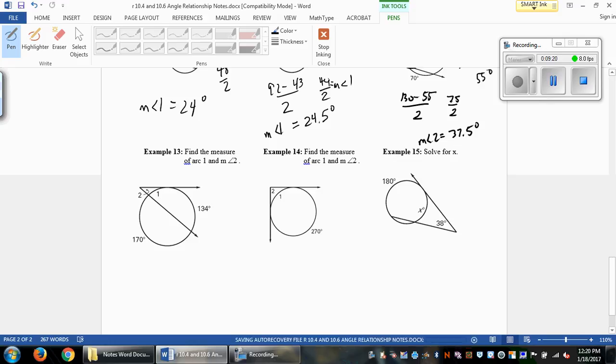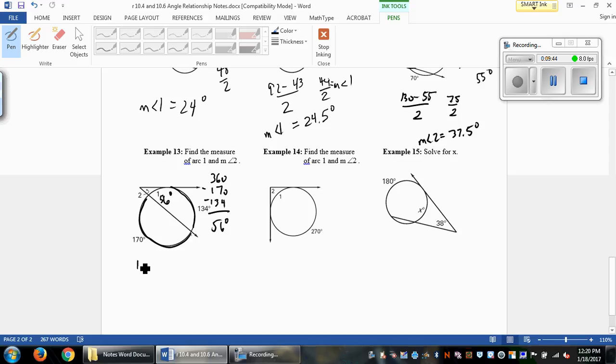Okay, example 13, going to be the same thing. Right here we've got 134. Here's 170. So what's left is going to be the measure of arc 1. So 360 minus 170 minus 134 leaves us with 56 degrees. So that is the measure of arc 1.